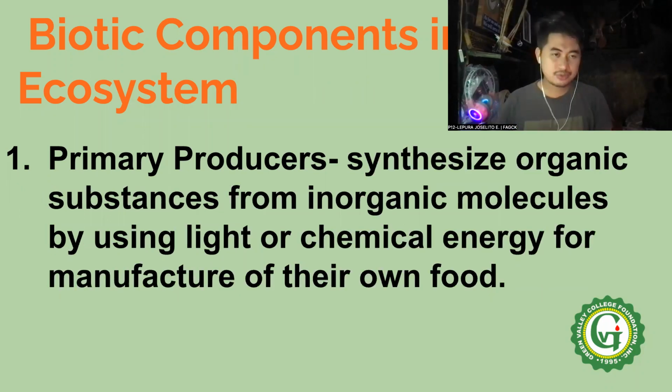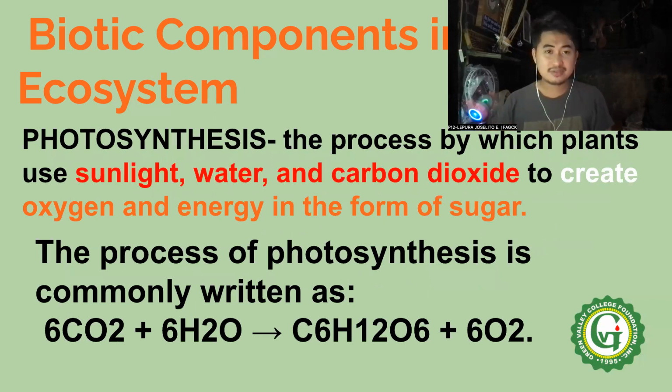Now, your primary producers are the biotic components responsible for manufacturing their own food. They produce their own food and become a source of food for the other parts of the biotic components of your ecosystem. Remember that they synthesize organic substances from inorganic molecules by using light or chemical energy to manufacture their own food. A practical example of this is your plants, trees, and herbs. All kinds of plants are considered to be your producers.